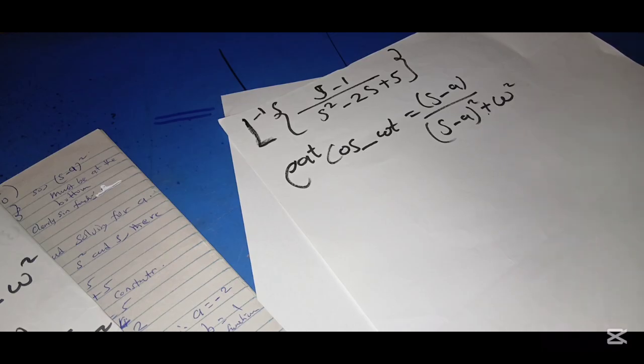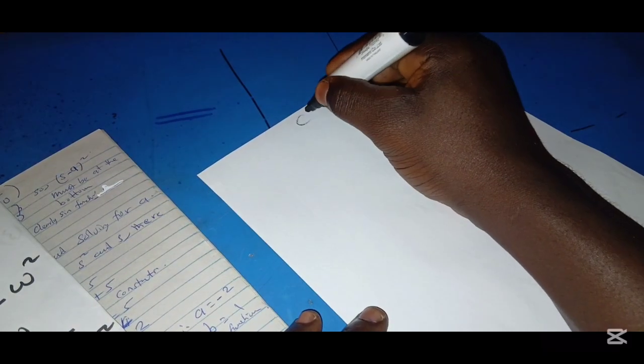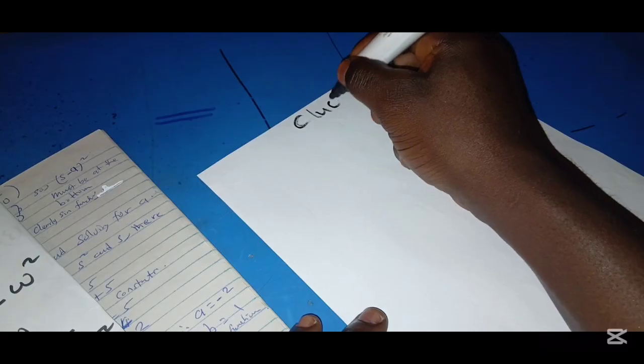A could be 1, 2, 3, 4, 5. And trust me, no matter the value of A, either positive 1, negative 1, positive 2, negative 2, there is a clue. Let's look at that clue. I said a clue, right? A clue.